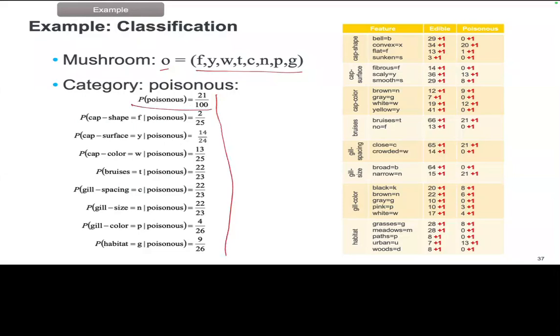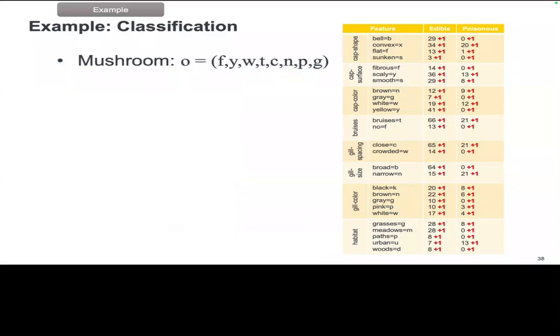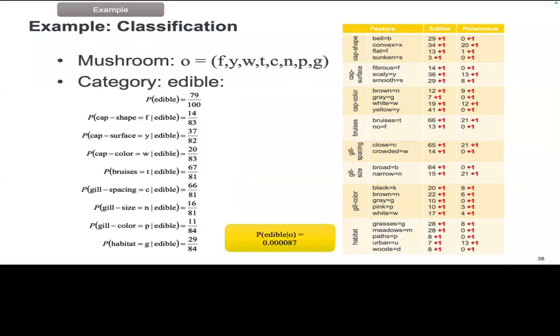And of course, here we had the prior for a mushroom being poisonous. And then we can compute the probability that this object is poisonous. And we do the same thing for edible, that this mushroom is edible. And then we compare the two numbers and find that poisonous gave us a slightly larger number.